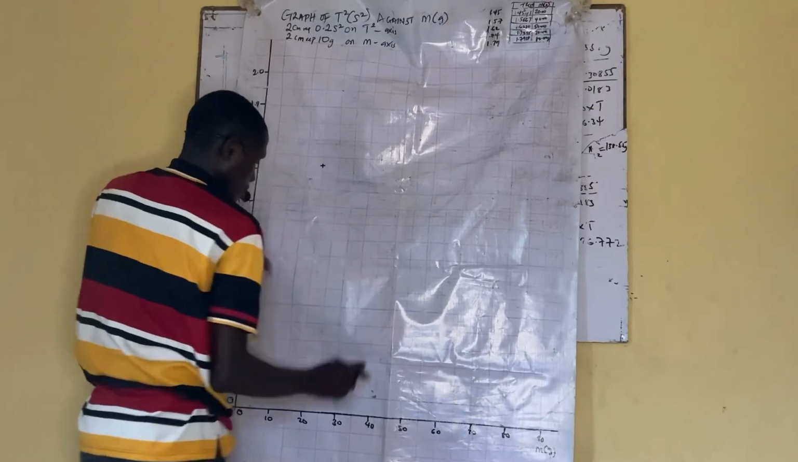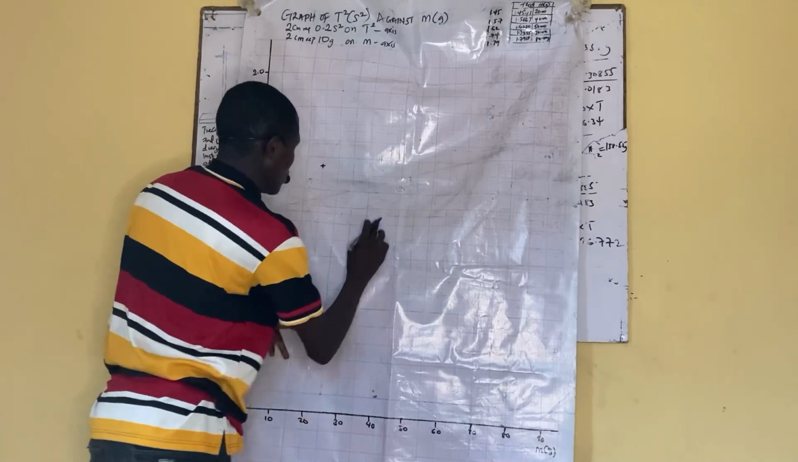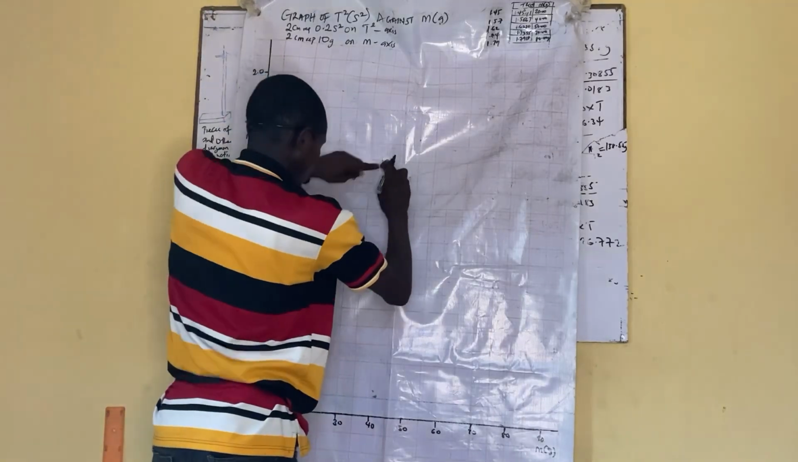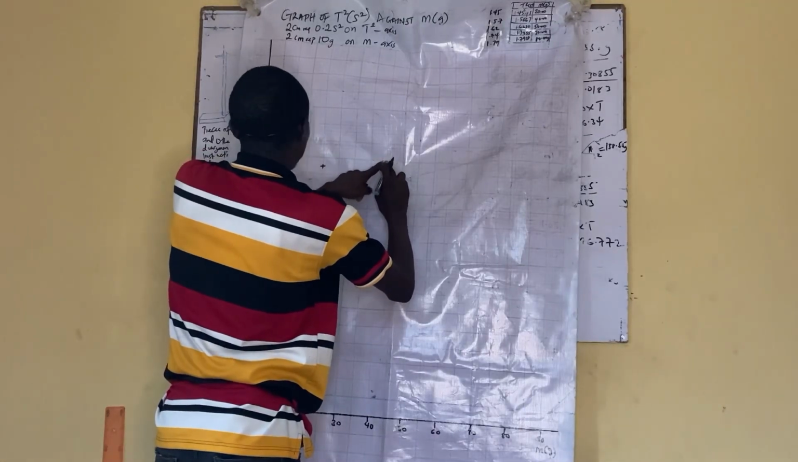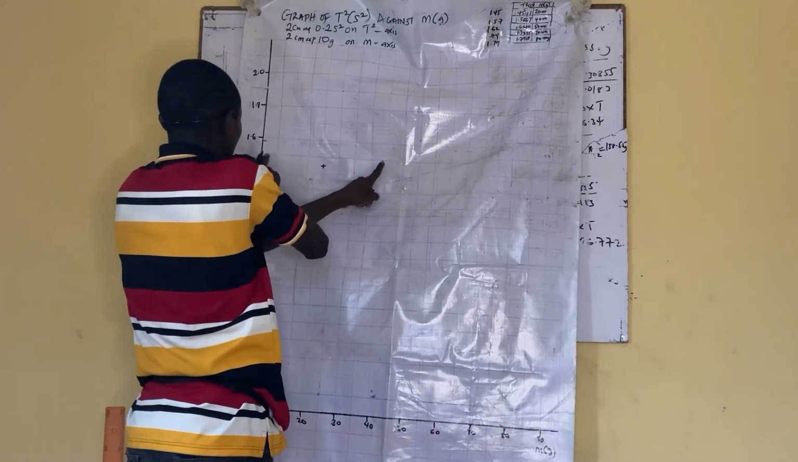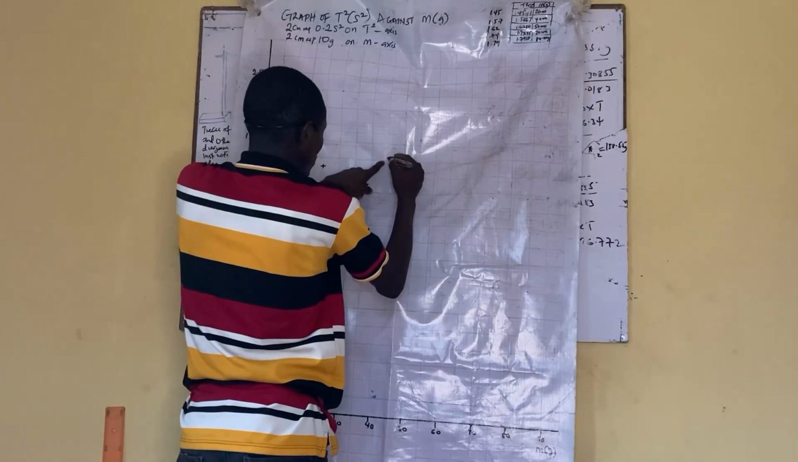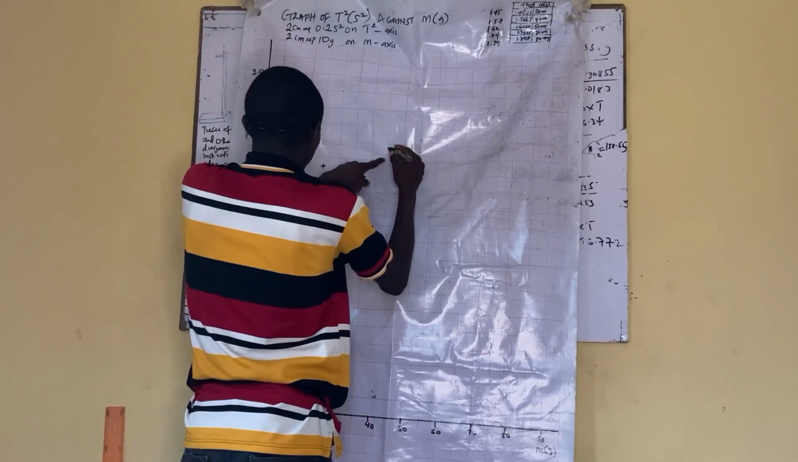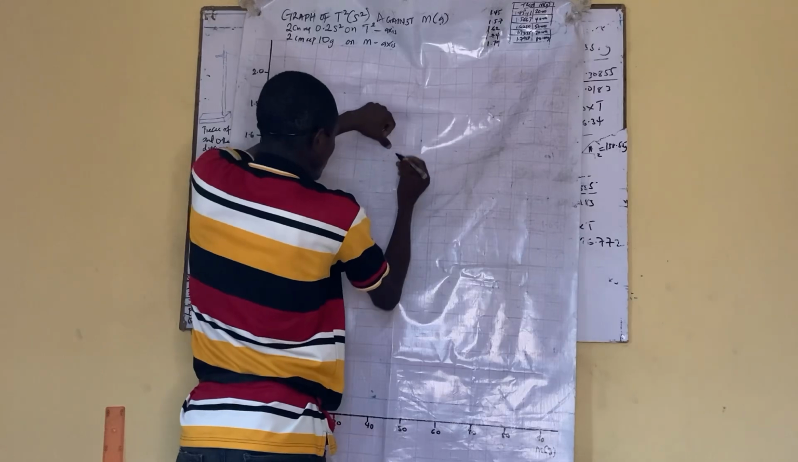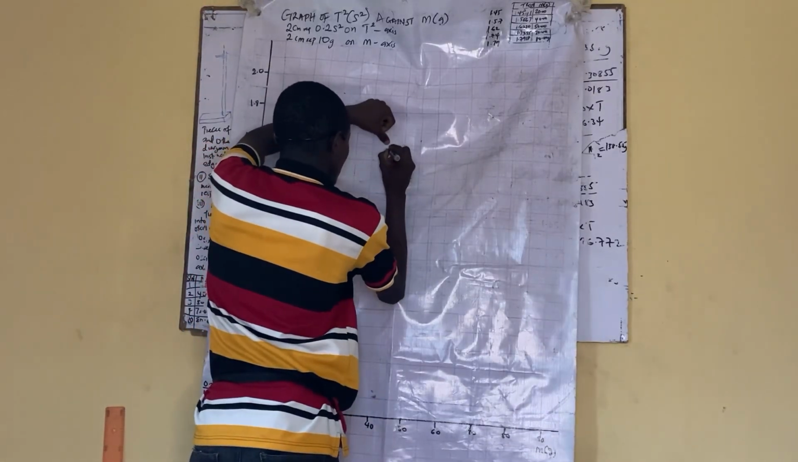Let's be fast. Now, next one is 40 against 1.57. 1.57: this is 1.5 here. So 1.52, 54, 56, 58. 1.57 will be in between here, against 40. So this one will be here.